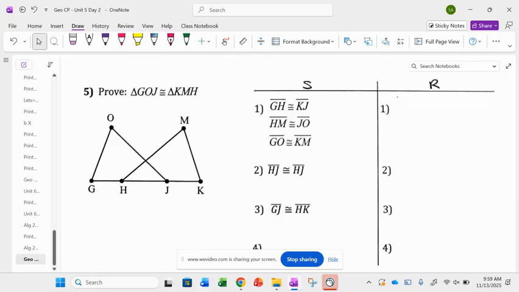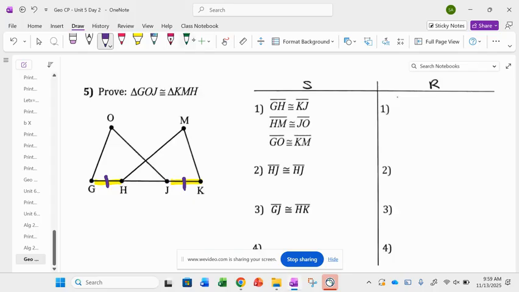Okay, so what do we have? We have GH. So this segment only is congruent to this segment only. So I'm going to put a slash there, slash here. And then we have HM.